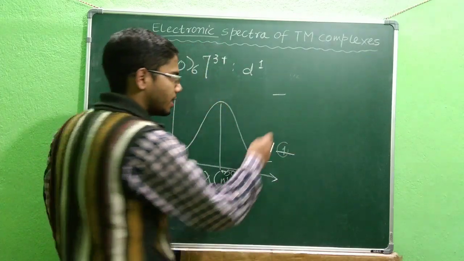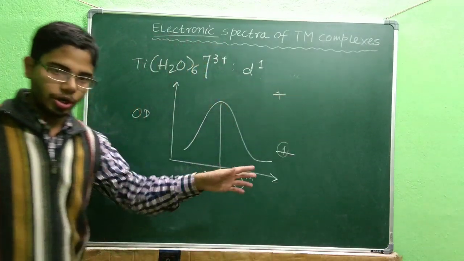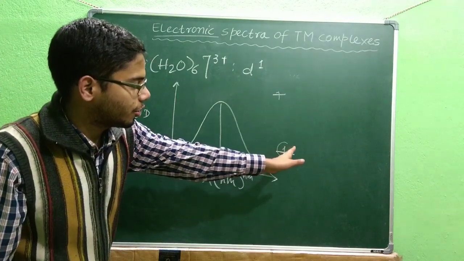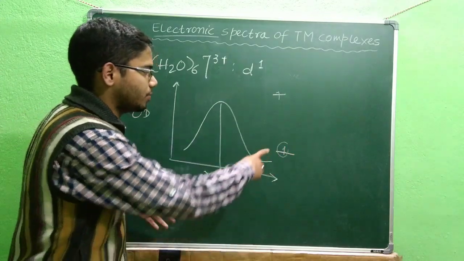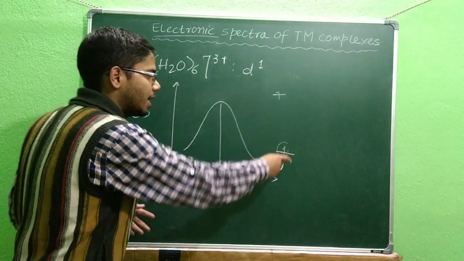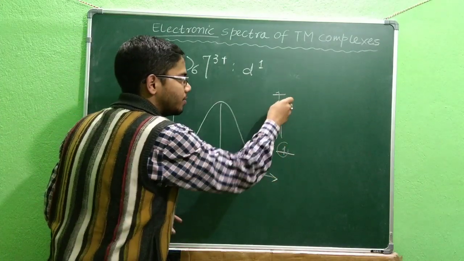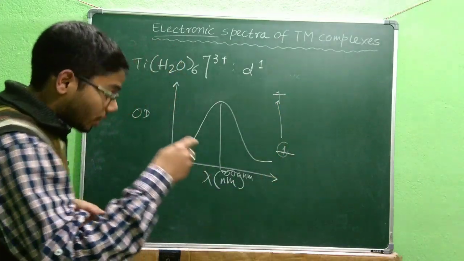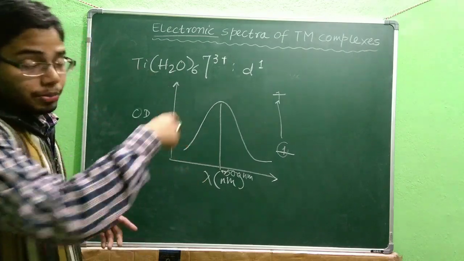Let's say this electron is going here. I am not making it paired; I am just telling you for the sake of understanding. So this is just lifting up. Now the thing is that there are several vibrational levels.